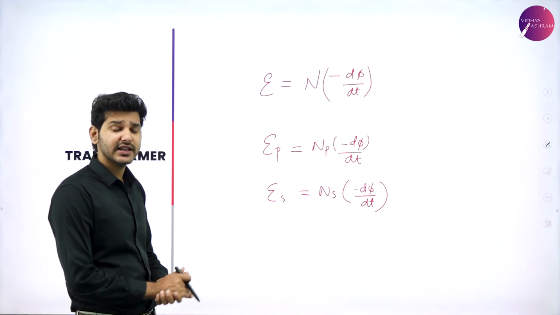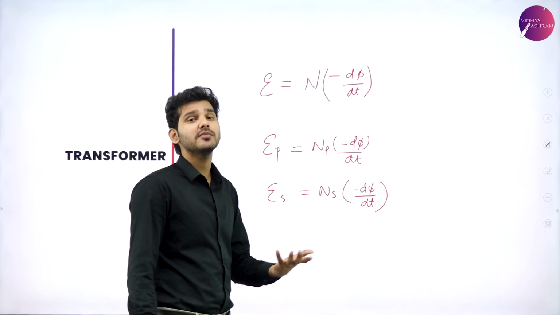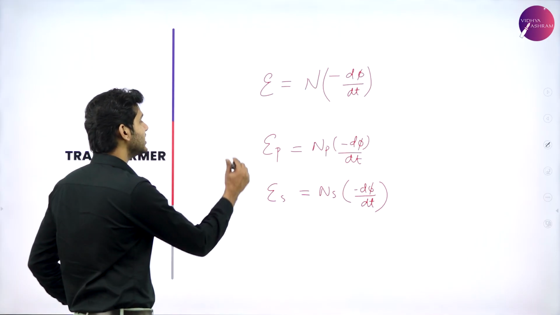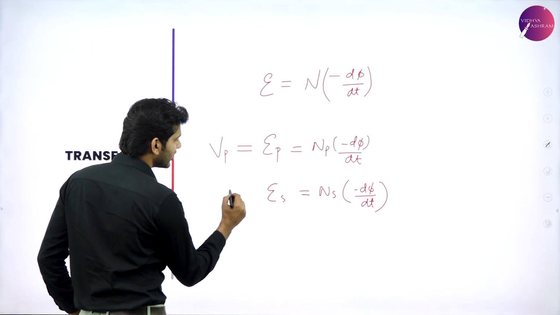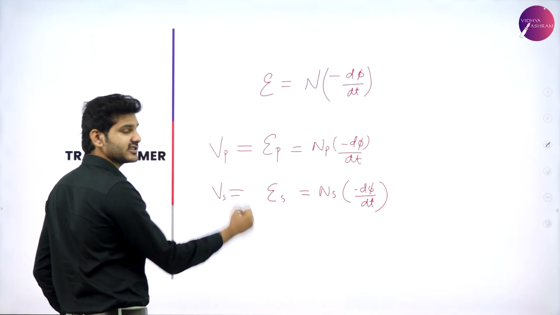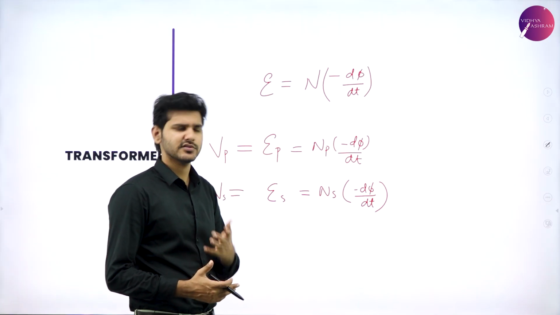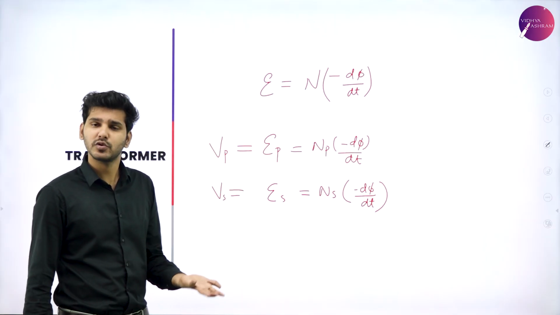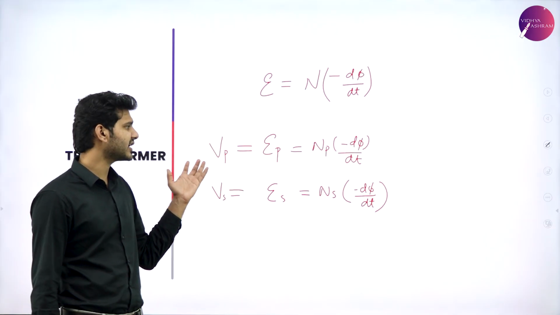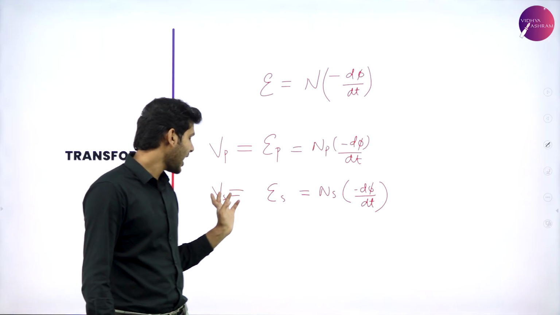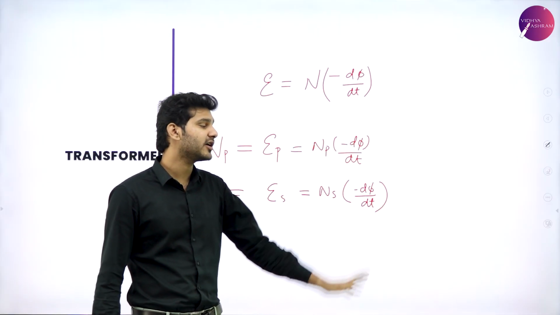So since here we are dealing with voltages and not EMF, we can directly say that this particular E will be equal to Vp, or this will be equal to Vs, because we are dealing with voltages and not EMFs. EMF actually means voltage itself in a loose sense. So we can say that Vp is equal to Np times negative dφ/dt and Vs is equal to Ns times negative dφ/dt.